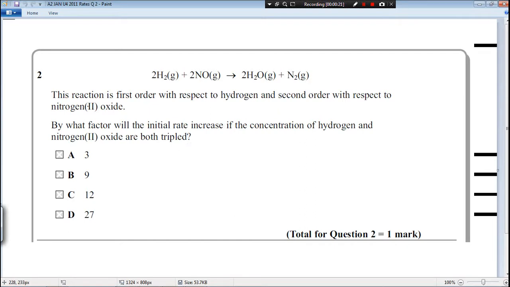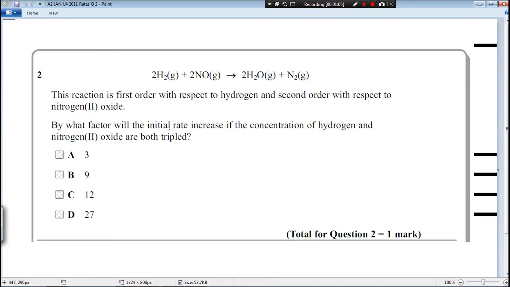By the way, let's get back to the topic. Today we're gonna solve a question related to rates. Once again, we are doing rate related problems of second year of college. In this video tutorial we'll find by what factor the initial rate will increase if the concentration of reactants are both tripled.